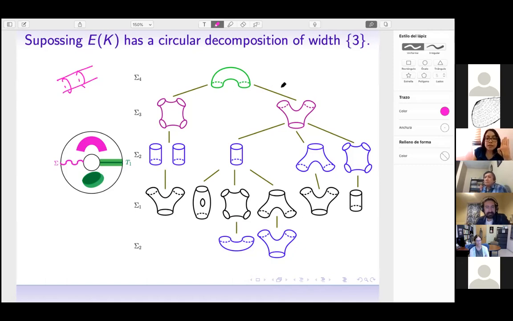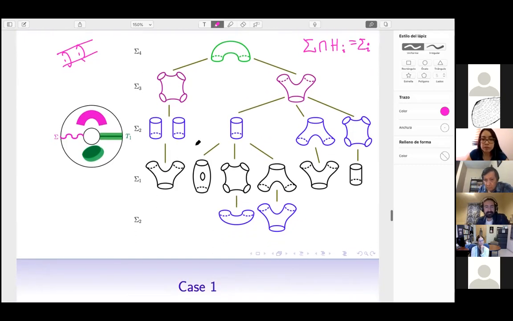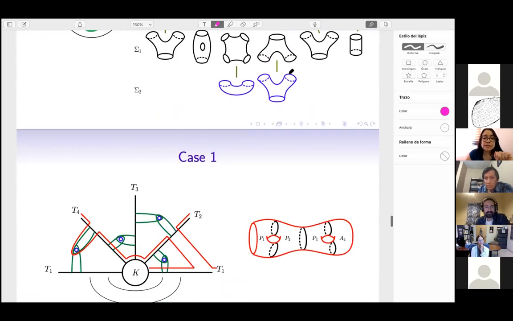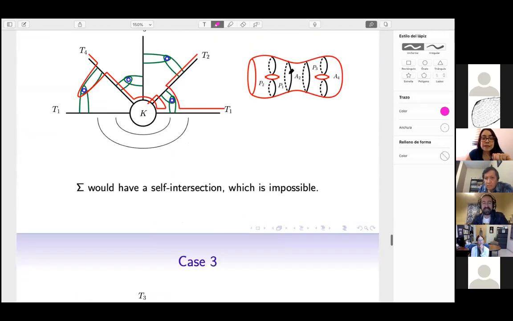Sorry, I forgot to mention that here, each of these regions means that sigma intersects with the region H_i. So I have to stop here. These are the 6 cases.